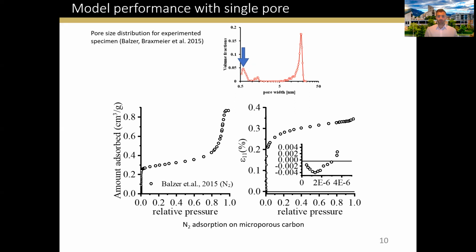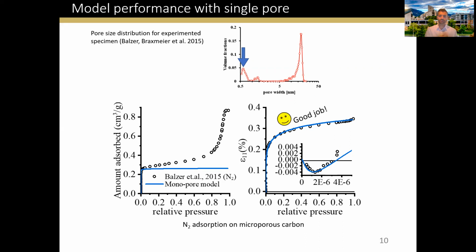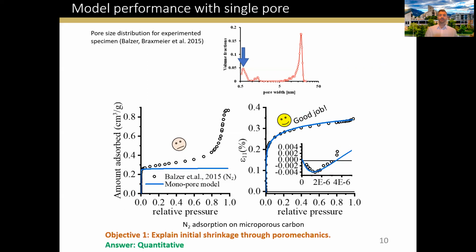We feed our model with physical parameters, and for those parameters where physical values don't exist, which are just a few, we calibrate them. The result looks something like this. So the model does a good job in capturing the deformation, but not so well in capturing the amount adsorbed. However, in regards to the first objective, we have shown now that the attractive disjoining pressure can also quantitatively explain the initial shrinkage in microporous material.